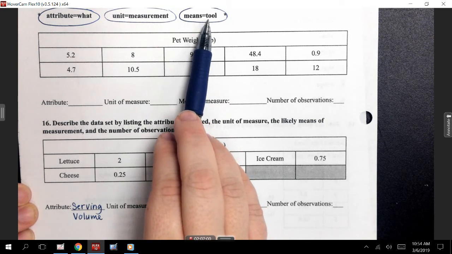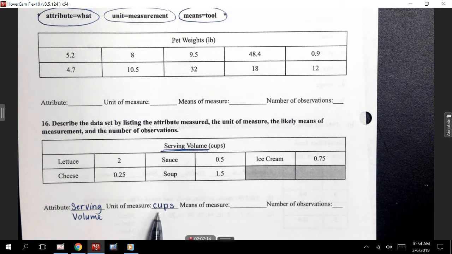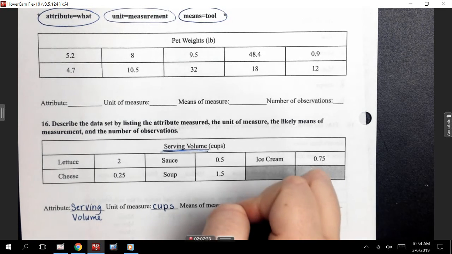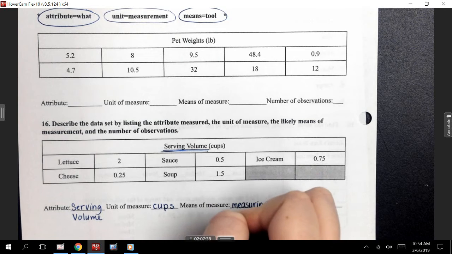Means of measure is the tool. Guys, I want you to think about, so food is from your kitchen, okay? Think about in your kitchen when your parents are maybe cooking some food. Maybe they're baking a cake, and they need to measure cups. What tool are they going to use to measure out cups? Owen? A measuring cup. Excellent. It has to be a measuring cup.